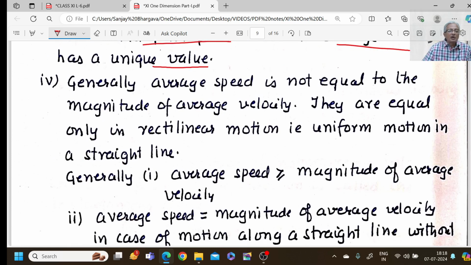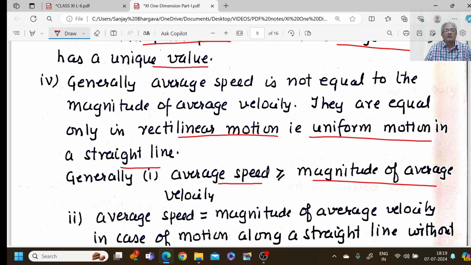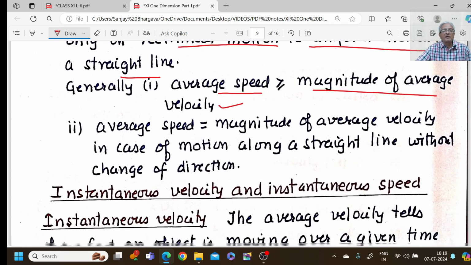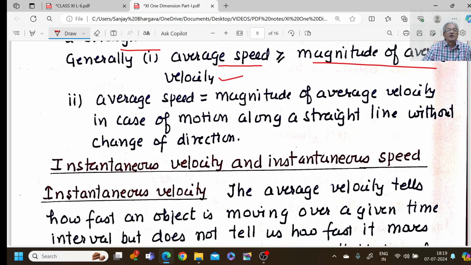They are equal only in rectilinear motion, that is uniform motion in a straight line. Normally, average speed would be greater than or equal to the magnitude of average velocity. Average speed is equal to the magnitude of average velocity in case of motion along a straight line without change of direction.